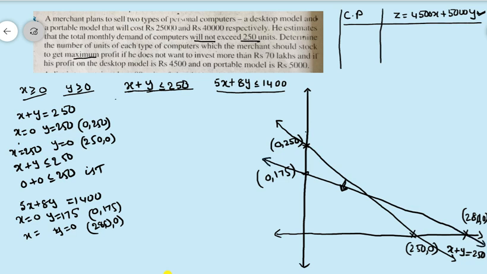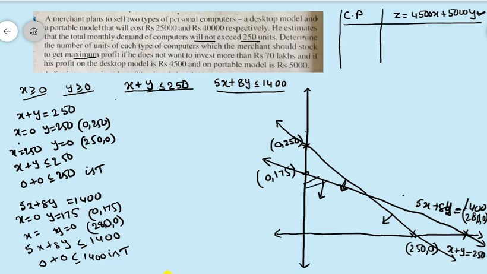What about this line equation? That line equation is 5x plus 8y is equal to 1400. Now 5x plus 8y less than or equal to 1400: 0 plus 0 less than or equal to 1400 is true. Here also we have to shade towards the origin, right? Earlier also we went towards the origin. Now this is the common portion. The region which I am shading is called the feasible region.